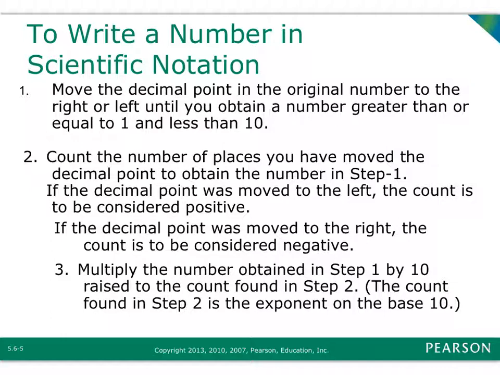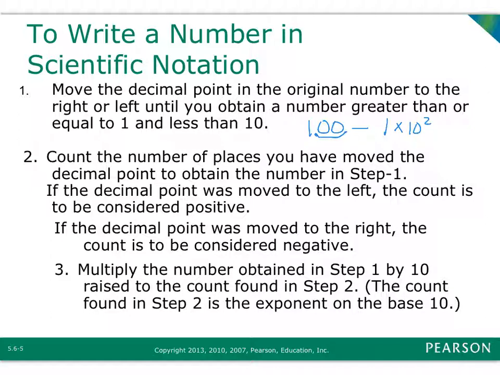To write a number in scientific notation, we move the decimal point in the original number to the right or to the left until you obtain a number greater than or equal to 1 and less than 10. For example, if we had a number of, say, 100, we could move the decimal point over 2 and write it as 1 times 10 to the 2nd power.